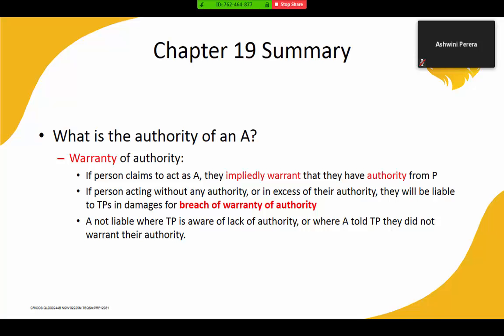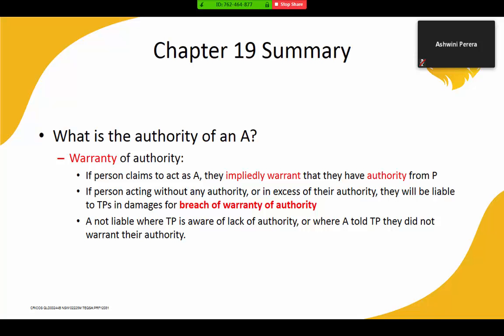Now, if the third party knows that the person I'm dealing with does not have authority to deal with what he's trying to get me to sign or enter into with their principal, so if the third party is aware of lack of authority, then of course what? You wouldn't protect them in law.